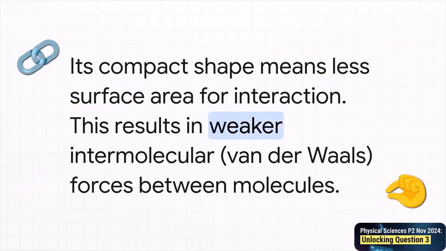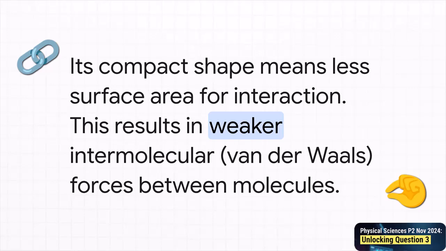Step 2, forces. So what does that compact shape actually do to the forces between the molecules? Well, because compound C is basically a little ball, it has way less surface area to interact with its neighbors. Think about it. Would it be easier to stick 2 long rulers together or 2 marbles?